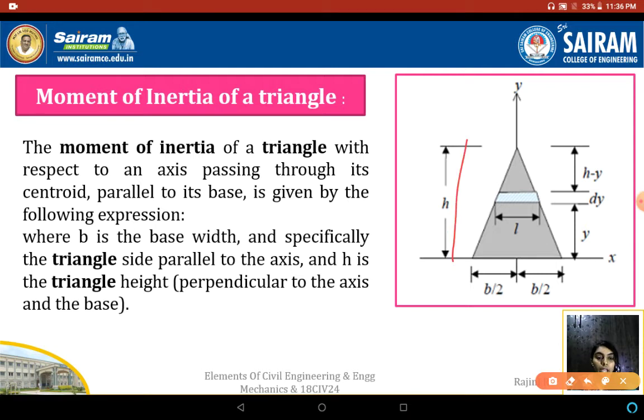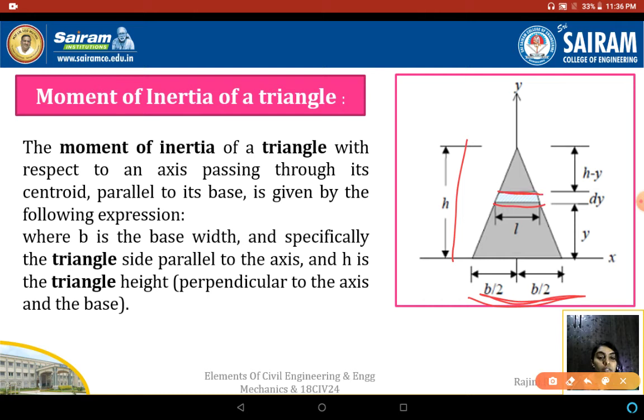height h and base b, and the base b is divided into two halves, that is b by 2, b by 2. And here I have the same figure as in the centroid. In the centroid of triangle, I think the figure will be the same.